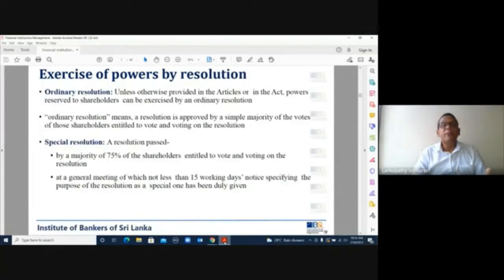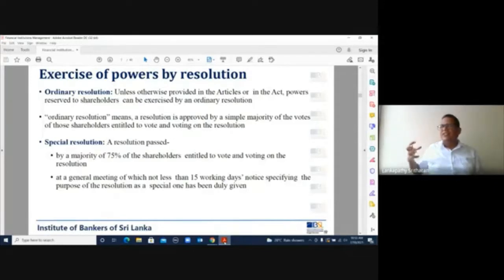And on the exercise of the powers by resolution, the shareholder can exercise the power at the shareholders' meeting only, and by passing resolutions. Of course, there are two types of resolutions. First one is ordinary resolutions. The ordinary resolution means unless otherwise provided in the articles or in the Act, powers reserved to shareholders can be exercised by an ordinary resolution.